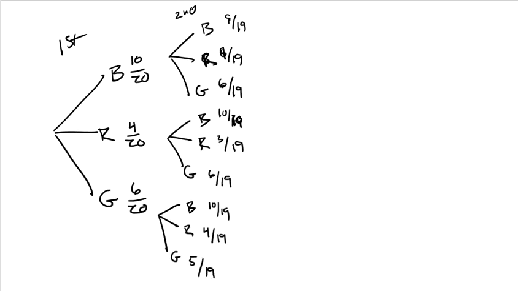So if you're saying, all right, well, what do I want? Well, I want a blue and a red. So we could get blue, then red, or red, then blue. So those were our two outcomes. So we have 10 out of 20 times 4 out of 19. That's 40 out of 380. Or we have red, then blue. That's also 40 out of 380. So two of these outcomes are going to make me happy in terms of I got a blue and a red marble at the end. So we add those two together, and that's how we get 80 out of 380.